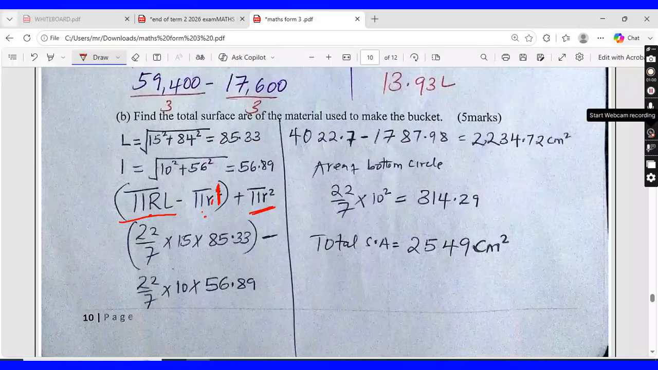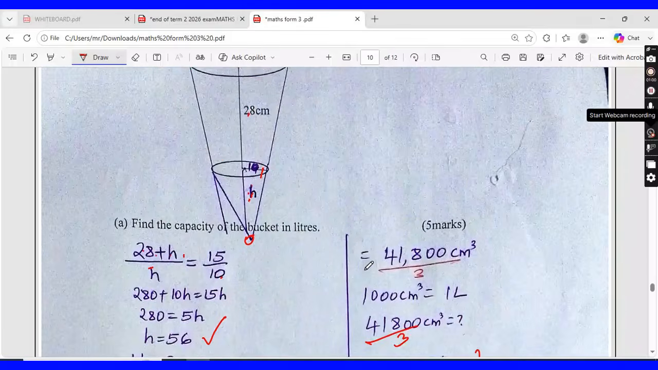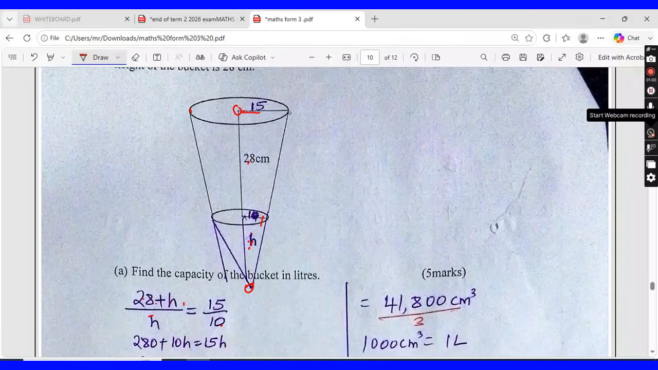So it is pi RL minus pi rl. What we don't have here is capital L, that is the slant height. So it is your duty to get this slant height. From here up to here, it is capital L. From here up to here is small l. We give it small l.